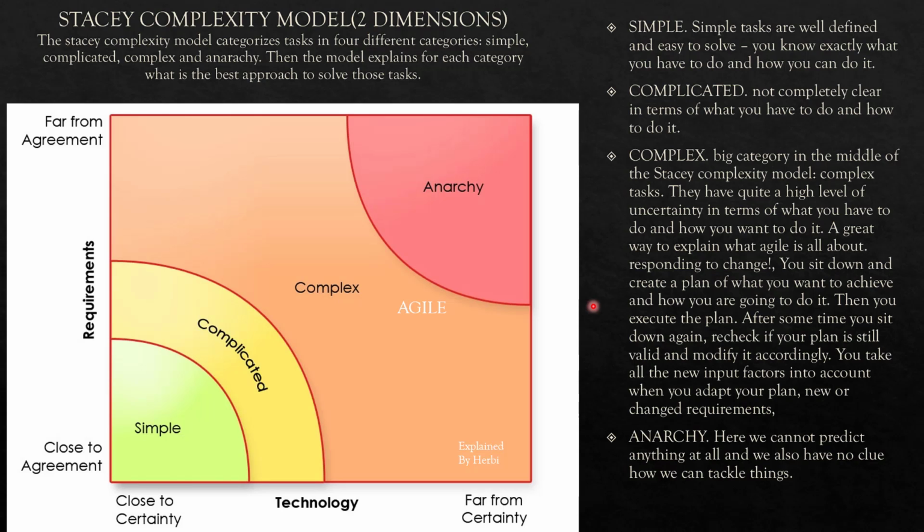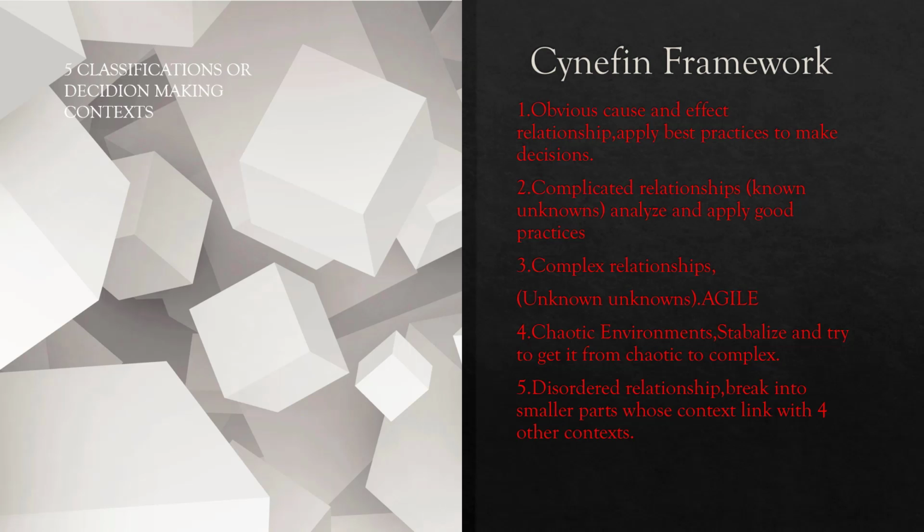There are some other models also, other than these. So the second type of framework or model is Cynefin. It is almost similar to what we have seen in the Stacey matrix, but it is a more vague kind of model. In the first one, you have obvious cause and effect, which means you have almost everything known. So you know what you need to do and what is the way to do it. It's a simple task.